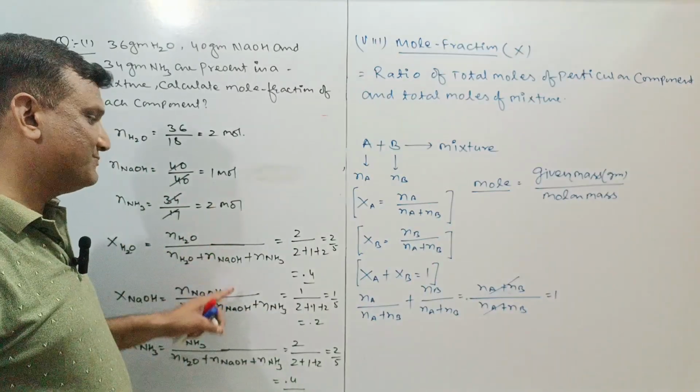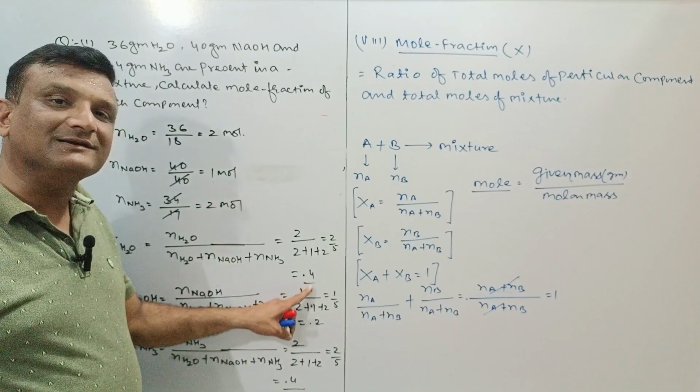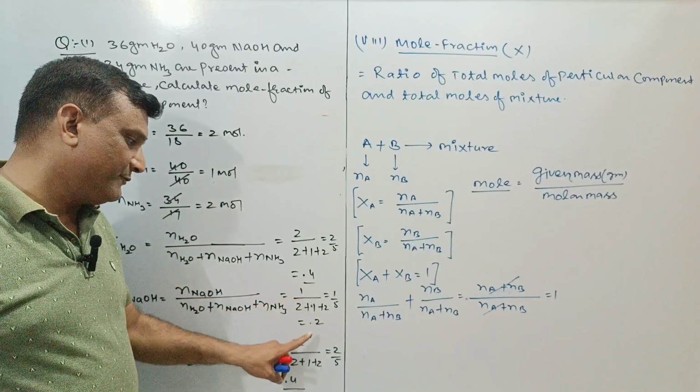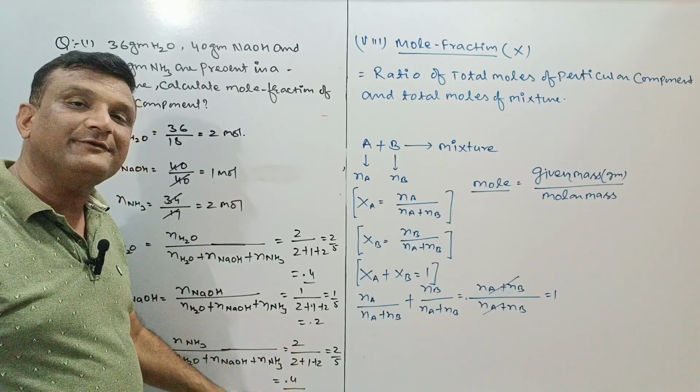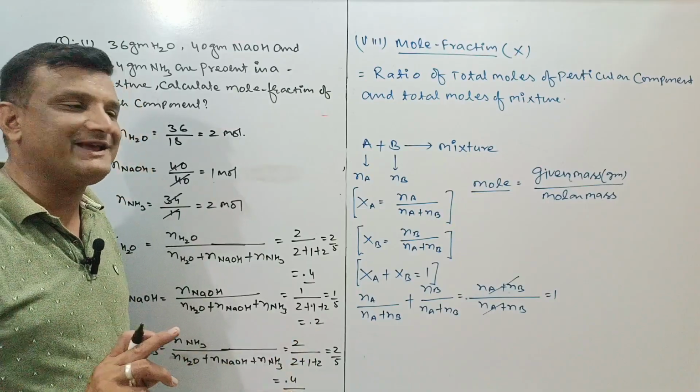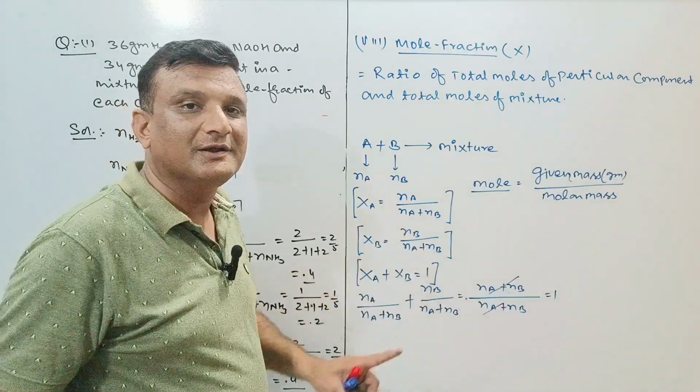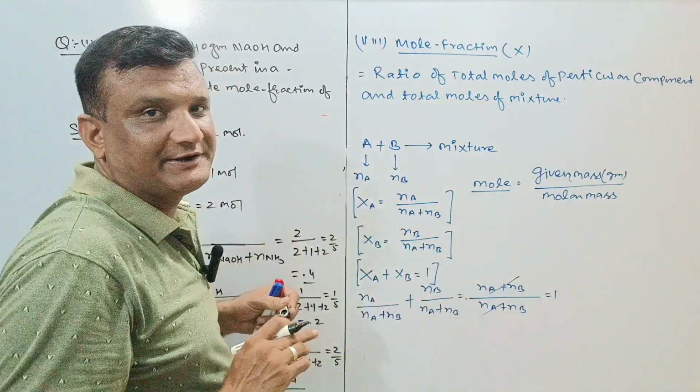So this was about the mole fraction, and the total sum of the mole fractions, 0.4, 0.2, and 0.4, is 1.0. That is, XA plus XB is equal to 1. So this was about the mole fraction.